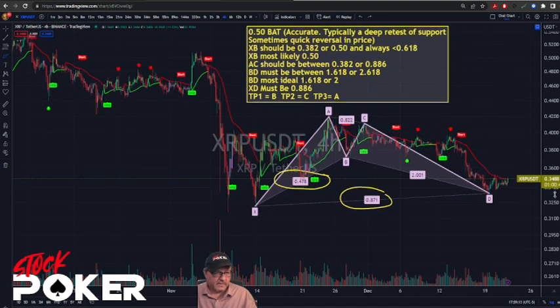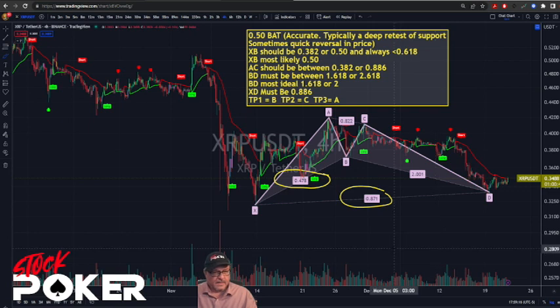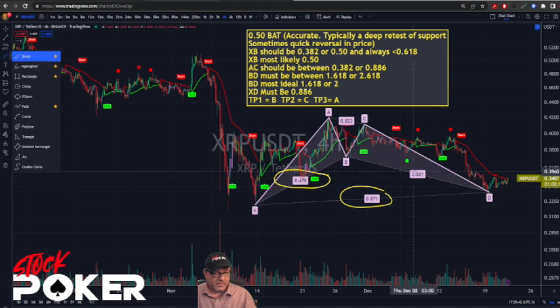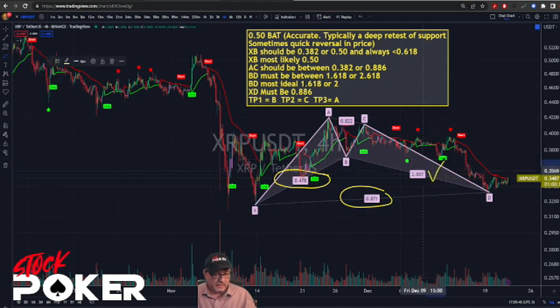And what also tells me that it's a textbook bat is that this BD leg here, right? It needs to be between the 1.618 or the 2.618. It could be anywhere in between there. Now, ideally, and it increases the percentage that this is actually going to work out, it would be exactly the 1.618 or the 2.618. And you can see here how we just nailed the 2.618.